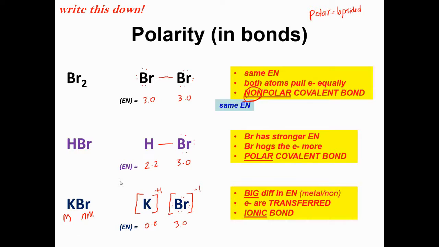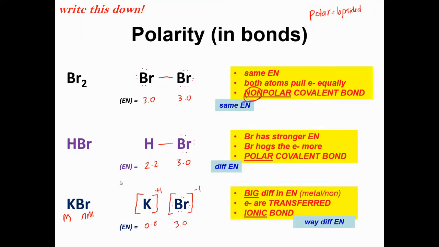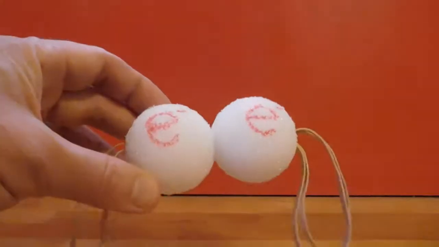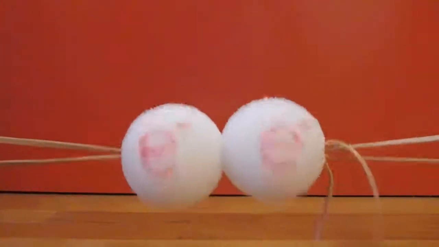So in a non-polar covalent bond, you've got two atoms with the same electronegativity. In a polar covalent bond, you've got two things with different electronegativities that are both non-metals. Ionic bonds, you will always have a way different electronegativity, and you'll always have a metal and a non-metal, but you already knew that.